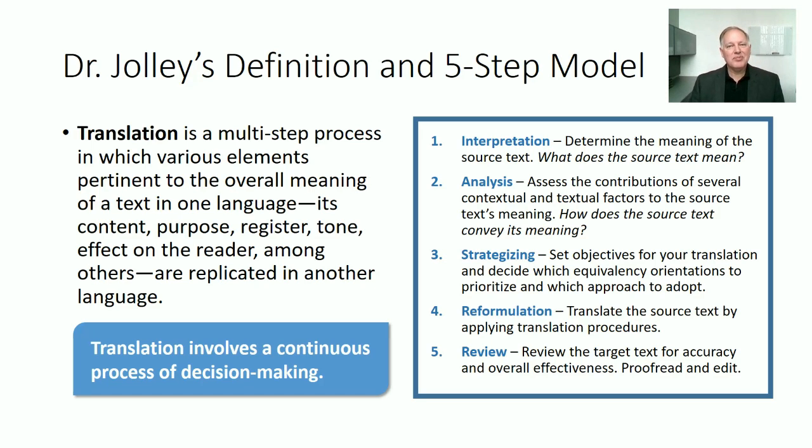But then you're not done. You still have step 5, which is review. That's when you're proofreading the text, editing the text, making sure it's accurate and free of any errors or mistakes. Okay, so that's my 5-step model: interpretation, analysis, strategizing, reformulation, and review.